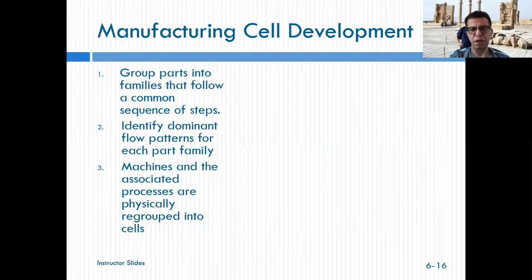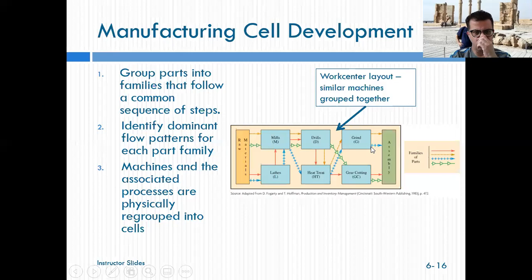Now, as we said, we spoke about manufacturing cell development, and it works that way. It groups parts into a family that follows a common sequence. So we will look at how this is going to work. There are different cells, and each cell is made of different machines. These machines are not similar to each other, and they produce at a certain level. They sit near each other, the product moves beside each other, and then it moves to the next cell to do the next steps on it.